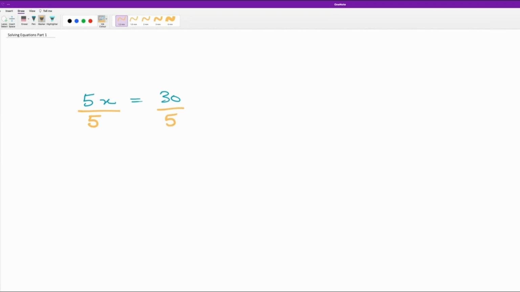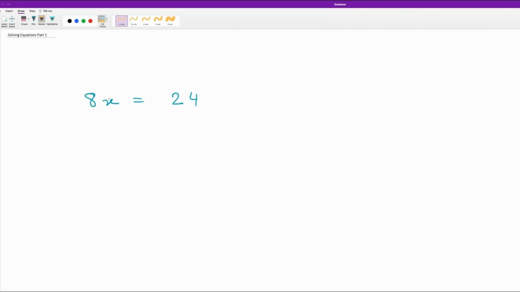In this way, multiply by 5 and divide by 5 will cancel, and we will have x is equal to 30 divided by 5. And from here, we know that x will equal 6. Let's do one last one for multiplication. Let's say we have 8x is equal to 24.